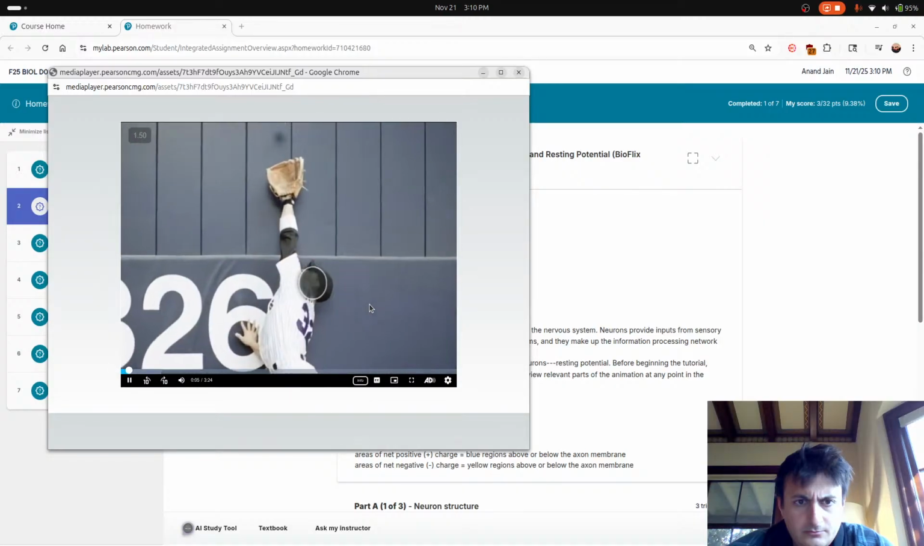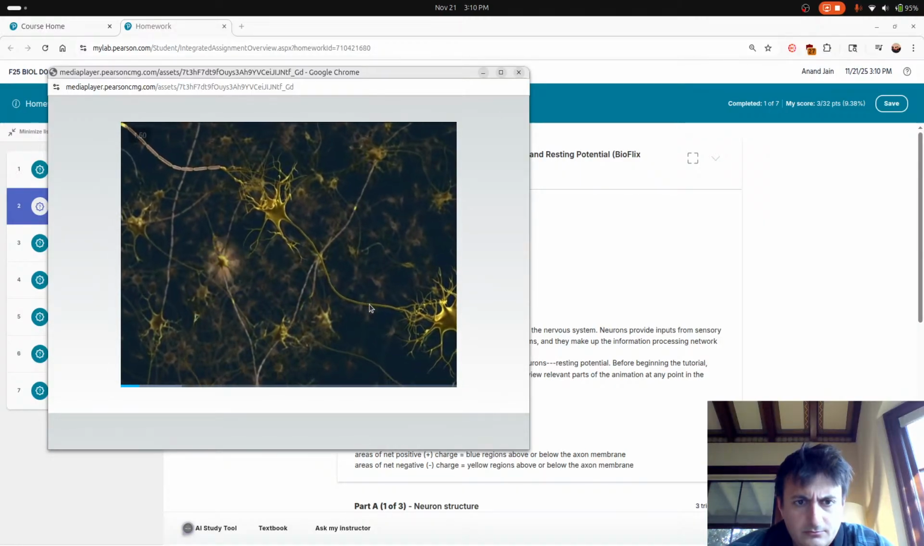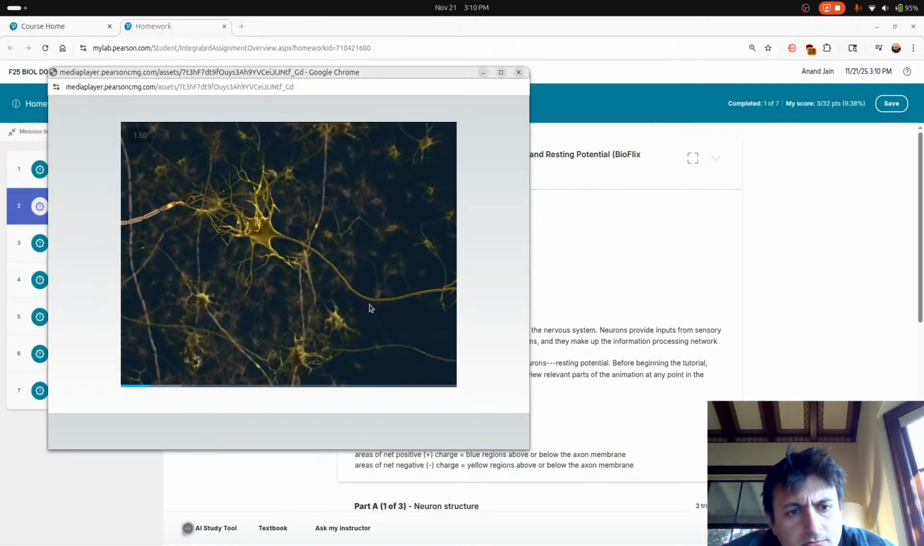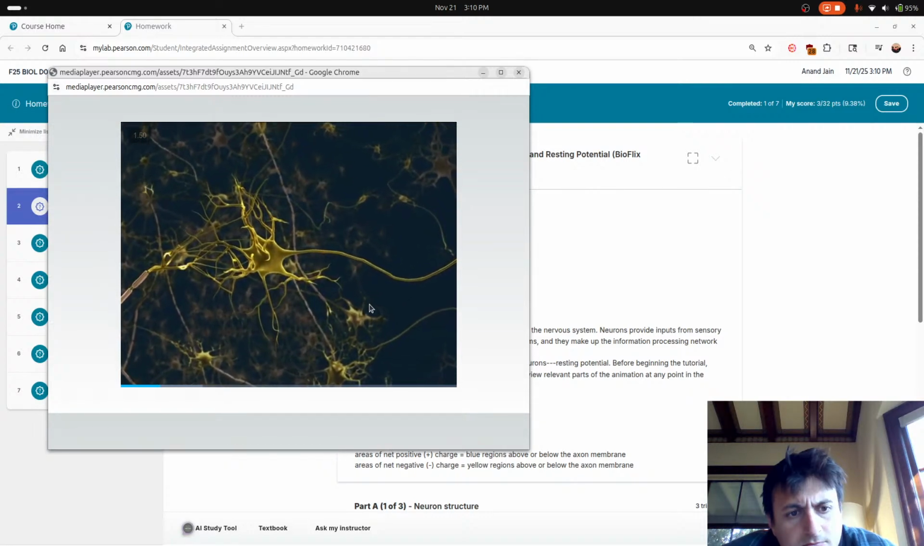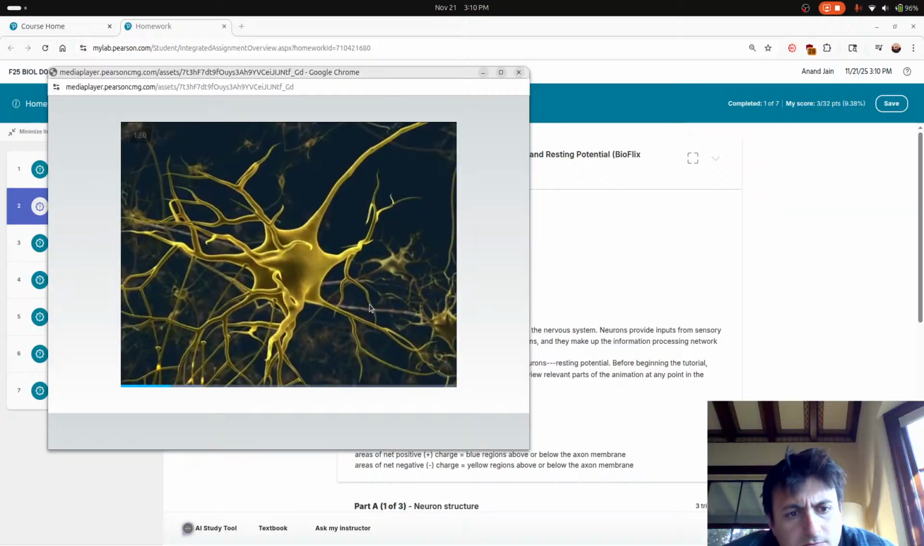This baseball player springs into action, his nervous system rapidly processing information in a network of nerve cells or neurons. Each neuron receives input from one or more cells. In response, the neuron may generate an electrical signal known as an action potential that travels down the length of the axon. Let's take a closer look at the plasma membrane of an axon.